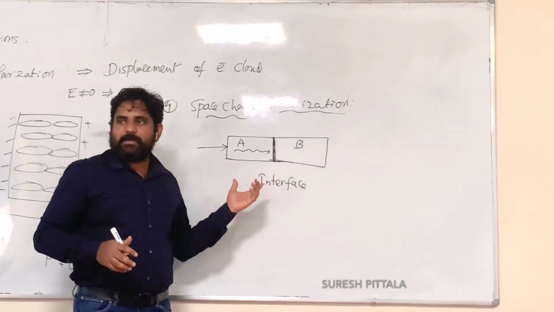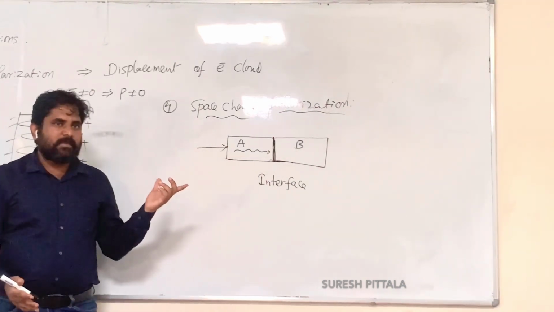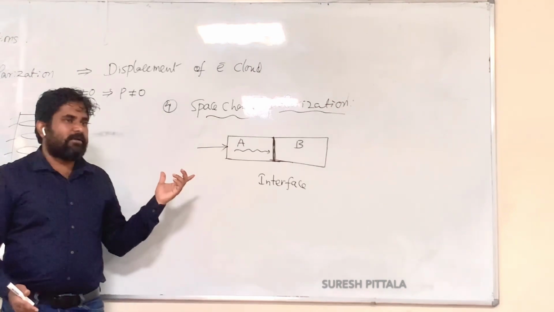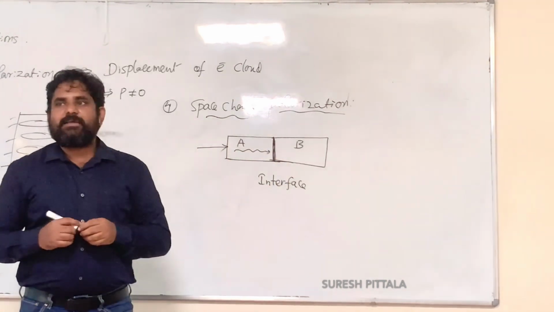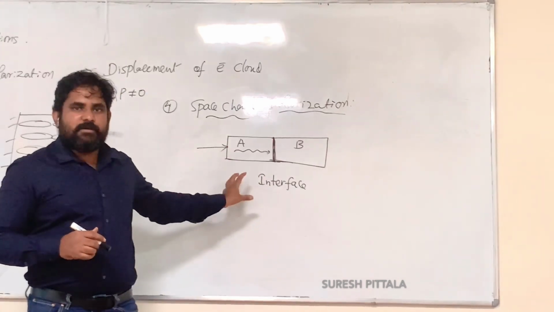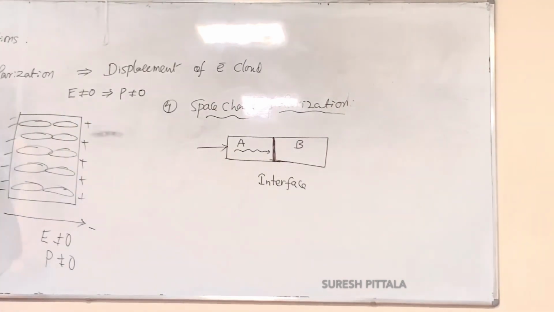However, you can simply kill that if you increase the frequency. If you give more frequency, they won't have any time to accumulate there. You can kill it. So at higher frequencies, this space charge polarization won't be there. So let us look at the dependence on frequency now itself. Then we can finish. Okay.